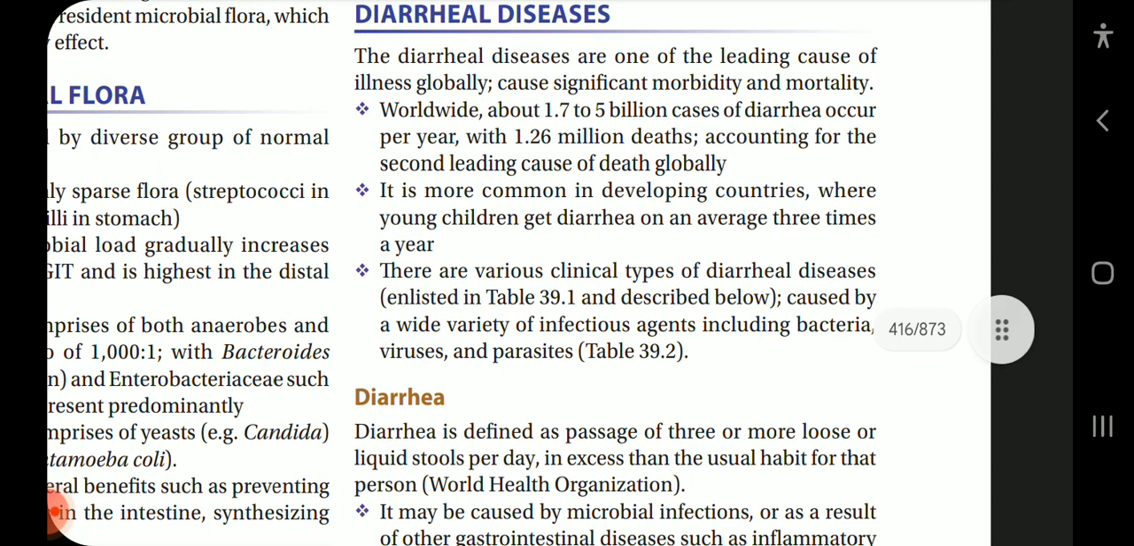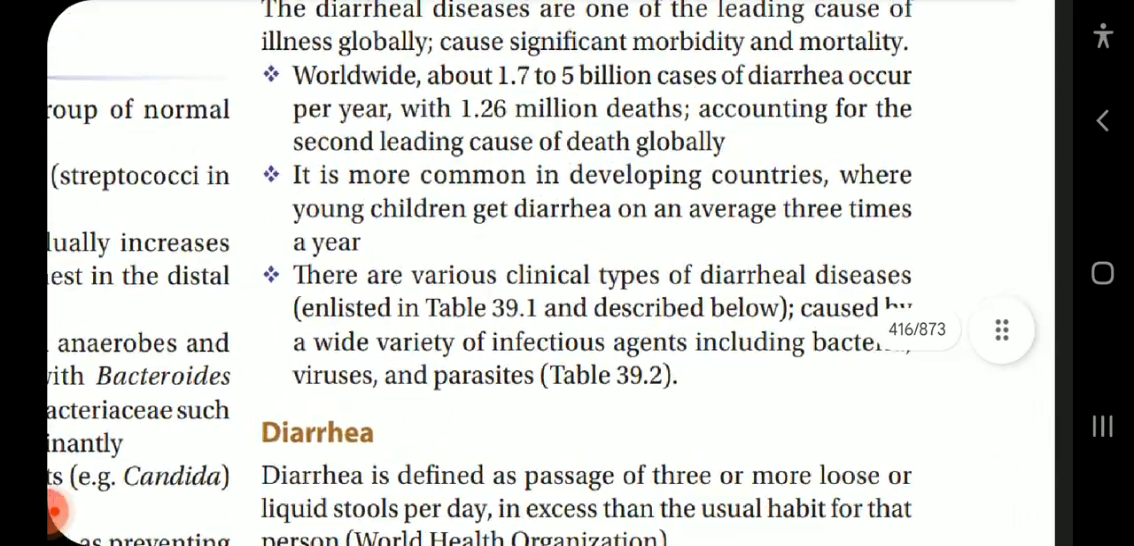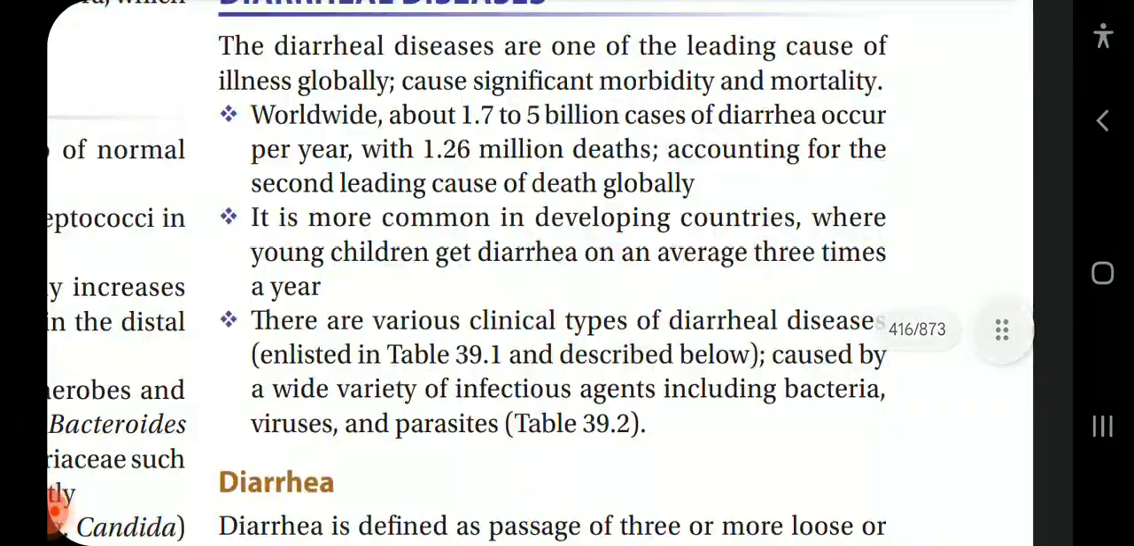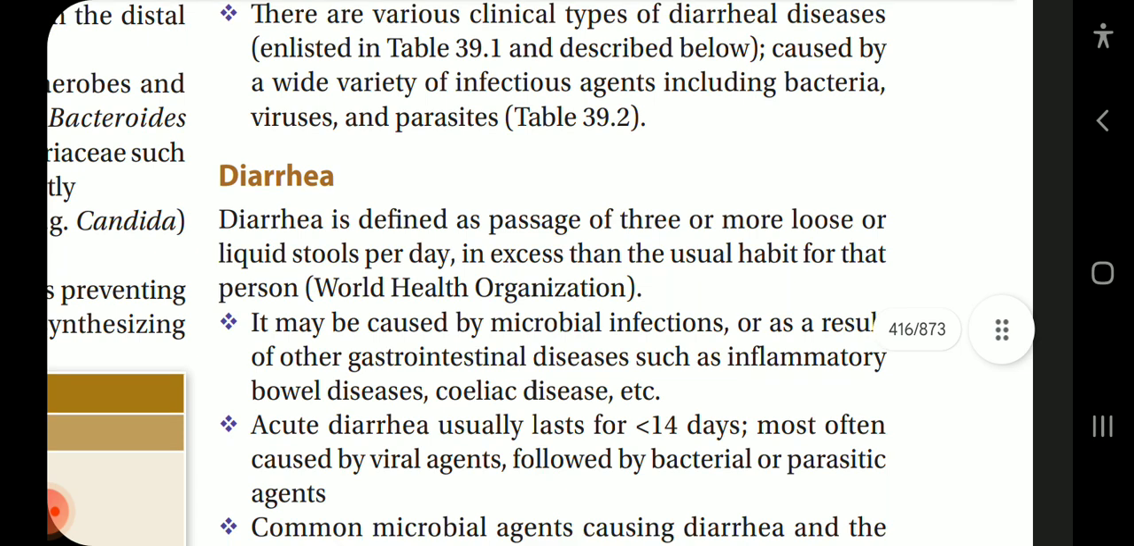First, the diarrheal disease. Diarrheal diseases are one of the leading causes of illness globally and cause significant morbidity and mortality. It is more common in developing countries, where young children get diarrhea on average 3 times a year. Worldwide, about 1.7 to 5 billion cases of diarrhea occur per year, with 1.26 million deaths, accounting for the second leading cause of death globally. There are various clinical types of diarrheal diseases, as we have seen, caused by a wide variety of infectious agents, including bacteria, viruses, and parasites.